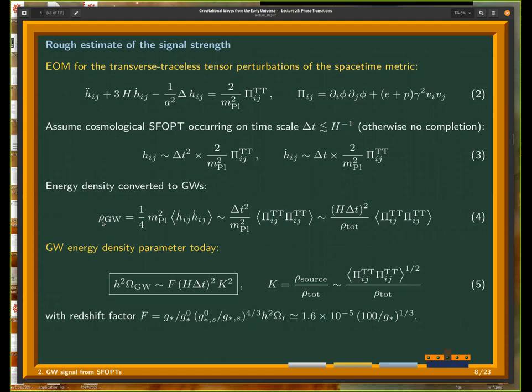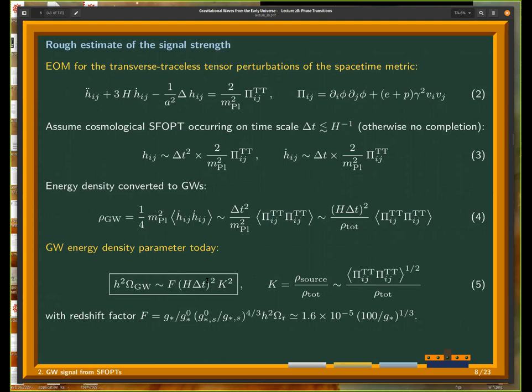We can use this to come up with an estimate for the gravitational wave spectrum that we can expect to observe today. It's this very compact form. This is the energy density at the time of production, so I will have to multiply by some redshift factor F, which accounts for the change in g_star and g_star S, and also involves the radiation energy density parameter today. This accounts for the redshift from the time of production to today, and decreases the signal by roughly a factor of 10 to the minus 5. Then we have this piece here, H times delta T squared.